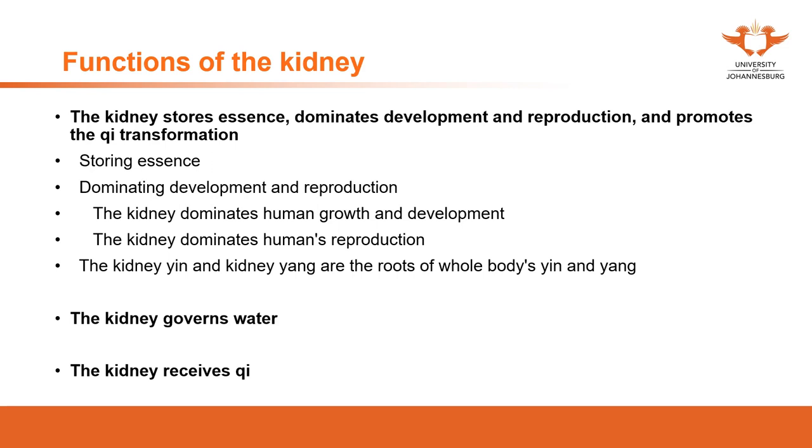The Huangdi Neijing described human development through the development of the teeth, the bones, and the hair. This is because the bones, the teeth, and the hair are linked to the kidney. From this point of view, if the patient suffers from kidney essence deficiency or kidney qi deficiency, or from diseases related to development and reproduction, we will focus on treatments towards the kidney.